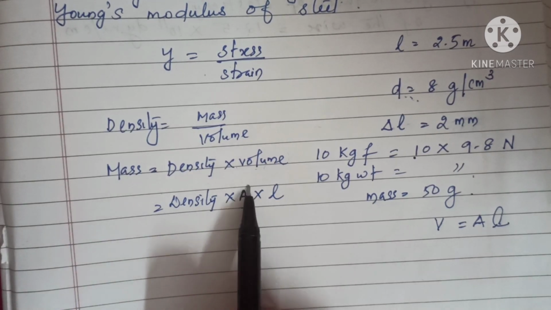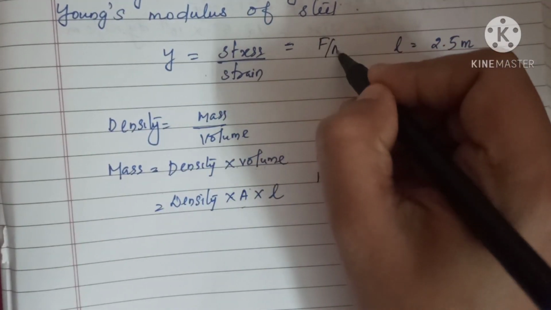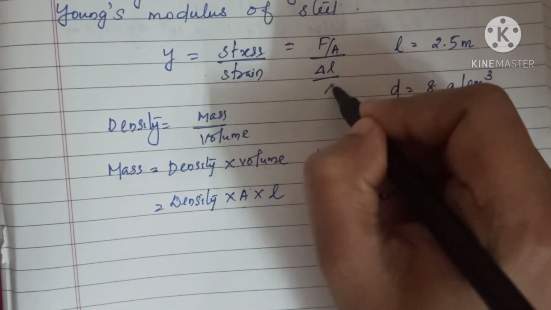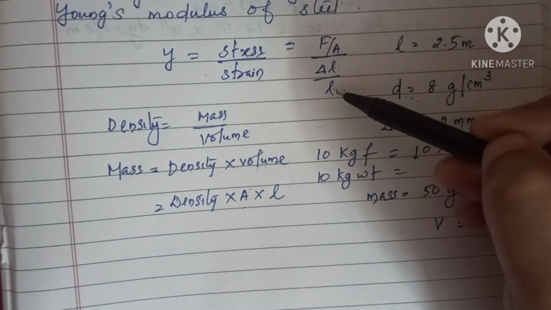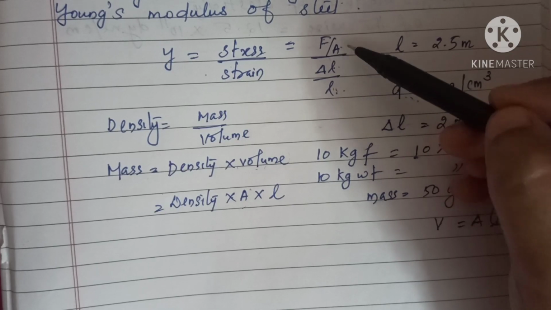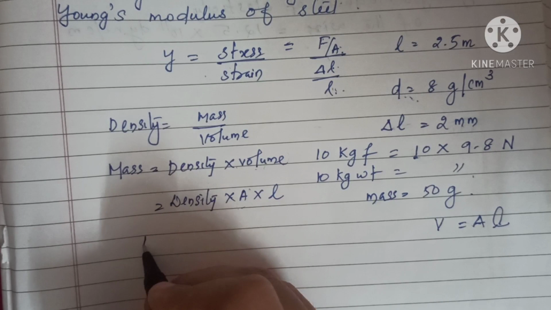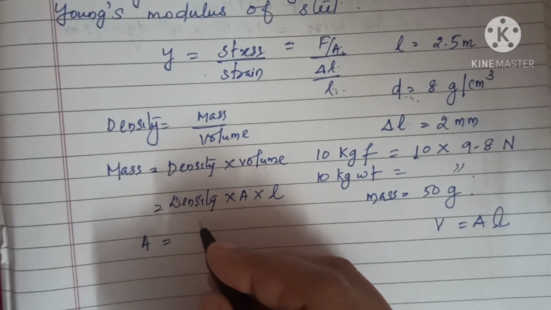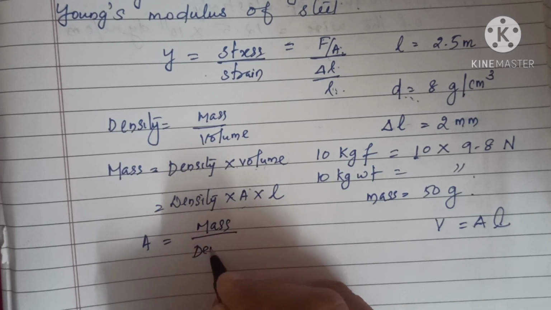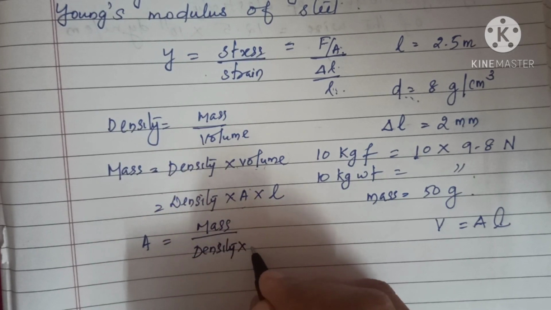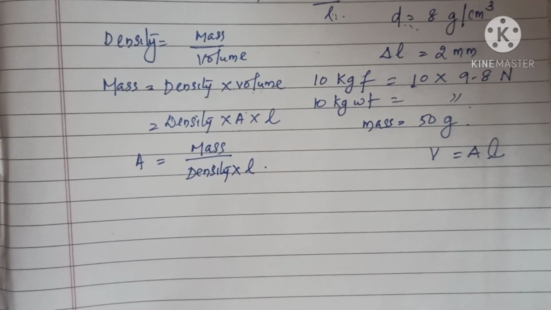And from this we can find area, because in this equation actually stress is force by area and strain is delta L by L. These three values we have. Force we have, delta L we have, L we have, but area is not there. So in order to find area we are doing this. So what is area from this equation? Area is equal to mass divided by density into length. Clear? Mass divided by density into length.